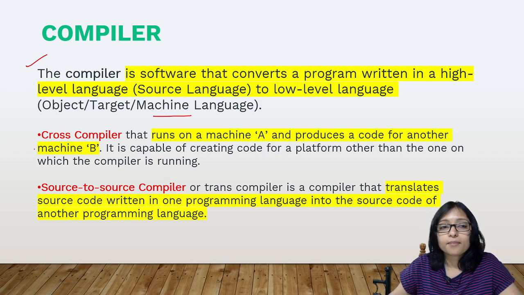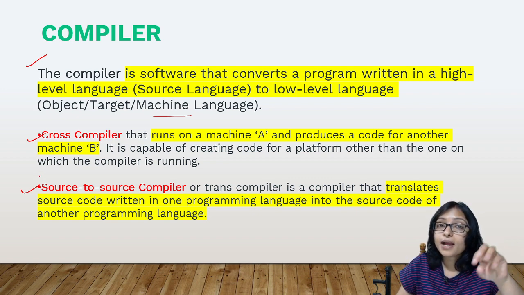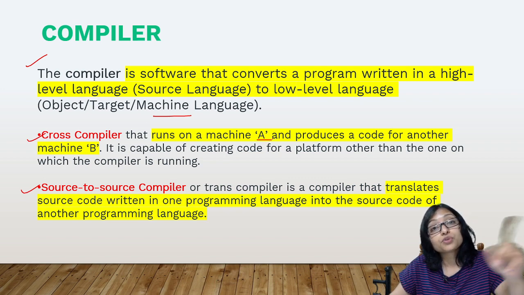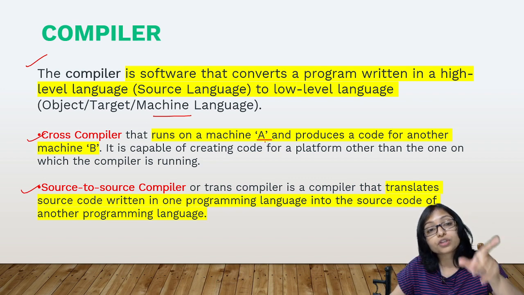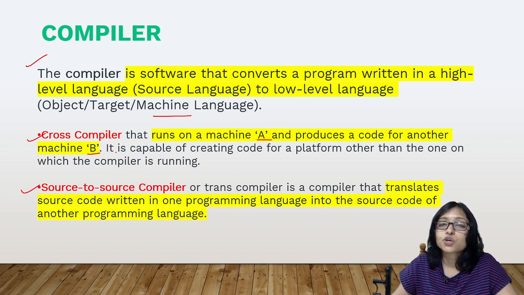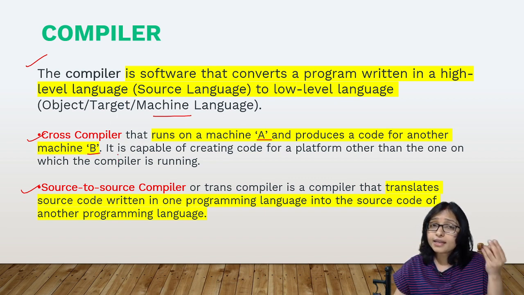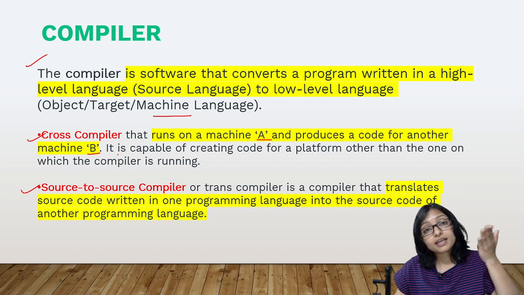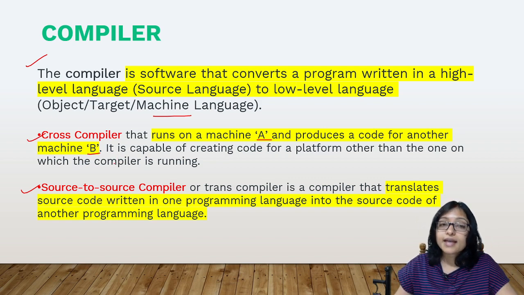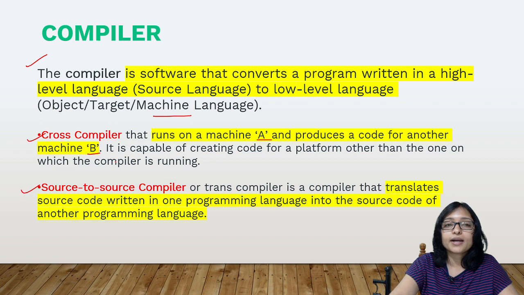There are two types of compiler. One is cross compiler, another is source to source compiler. Cross compiler means it is compiling on a machine A and producing the code for another machine B. That is called the cross compiler. Next one is source to source compiler. Source to source compiler means it translates one programming language into another, like you are writing in one programming language and it is converting into another programming language. That's why it is called source to source compiler.